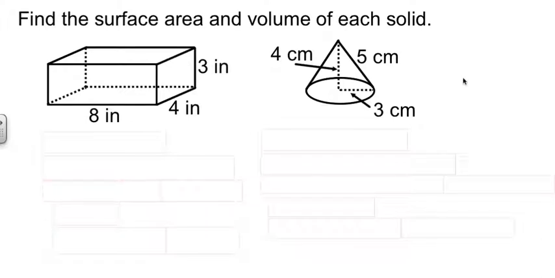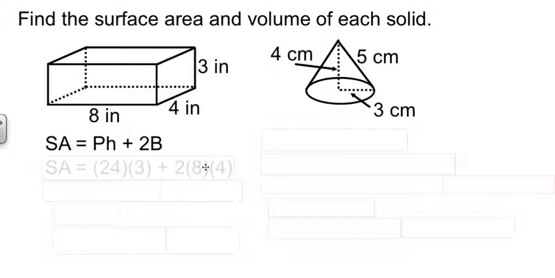So we have two solids to work on. And our job is to find the surface area and the volume for each one. We'll deal with this guy over here first. This prism, this box. Okay. Well, the formula for the surface area of a box, a prism, is to find the perimeter of the base times the height plus 2 times the area of the base.